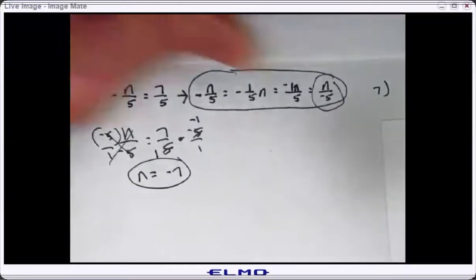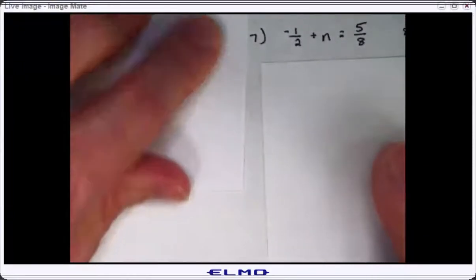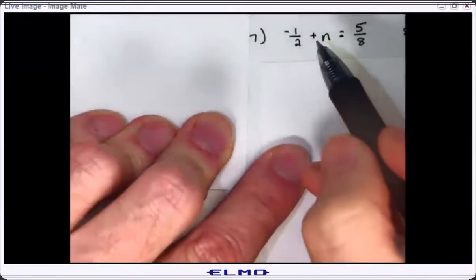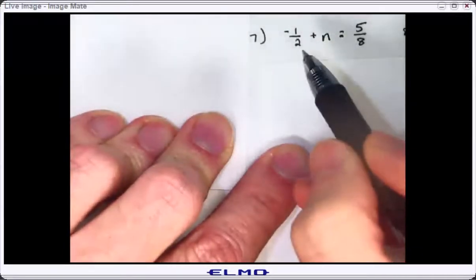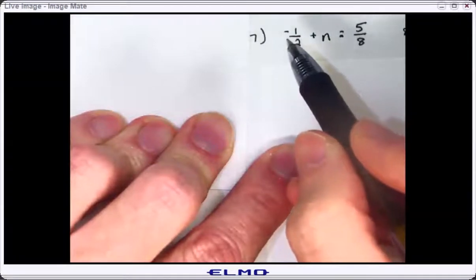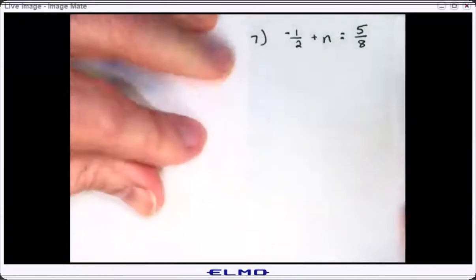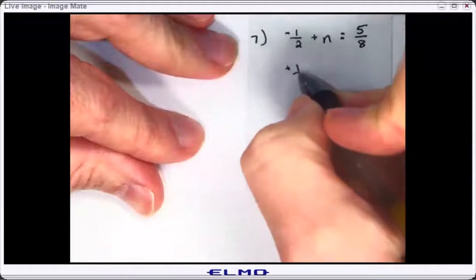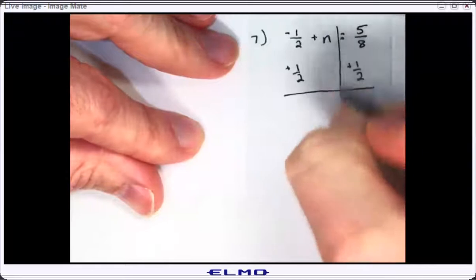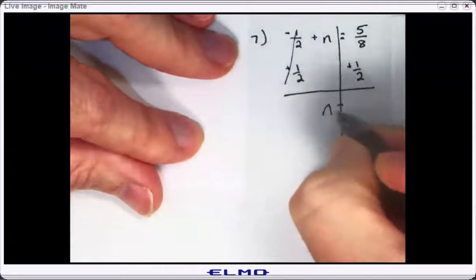It's understood. Number 7. Again, this one's a little different, so it'd be a good time to pause and try it if you're comfortable with it. But now we're not multiplying a fraction, we're adding it. So I'm not trying to get rid of times a fraction here. I'm trying to get rid of -1/2, so I'm going to do the inverse operation, which is +1/2 to both sides. 1/2 and -1/2 cancel out, give me n equals.